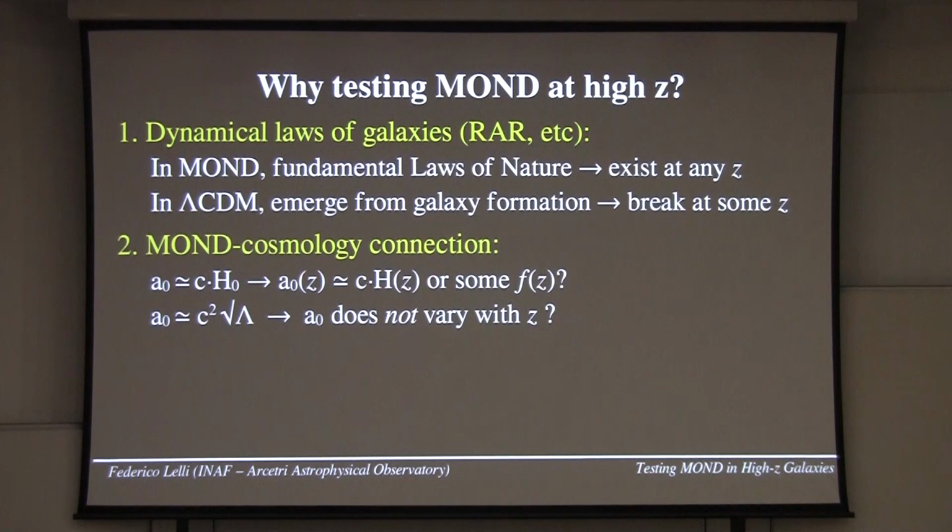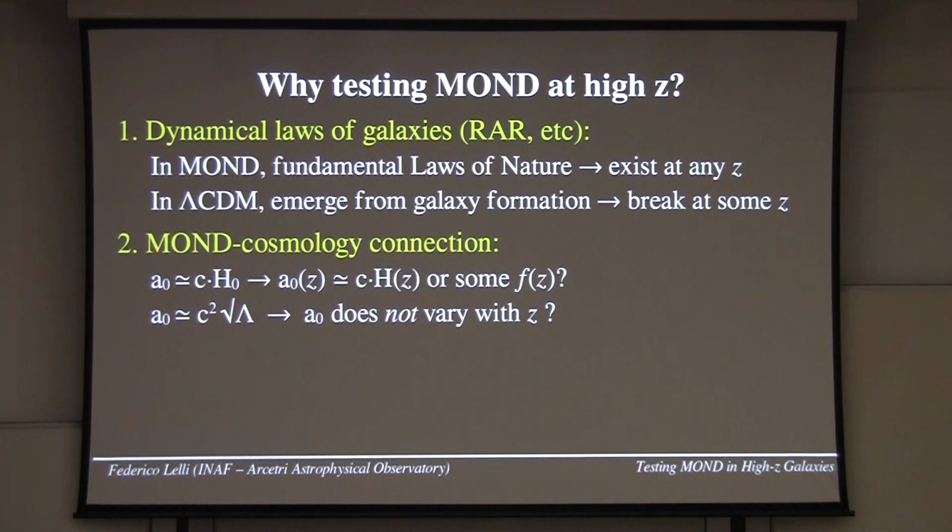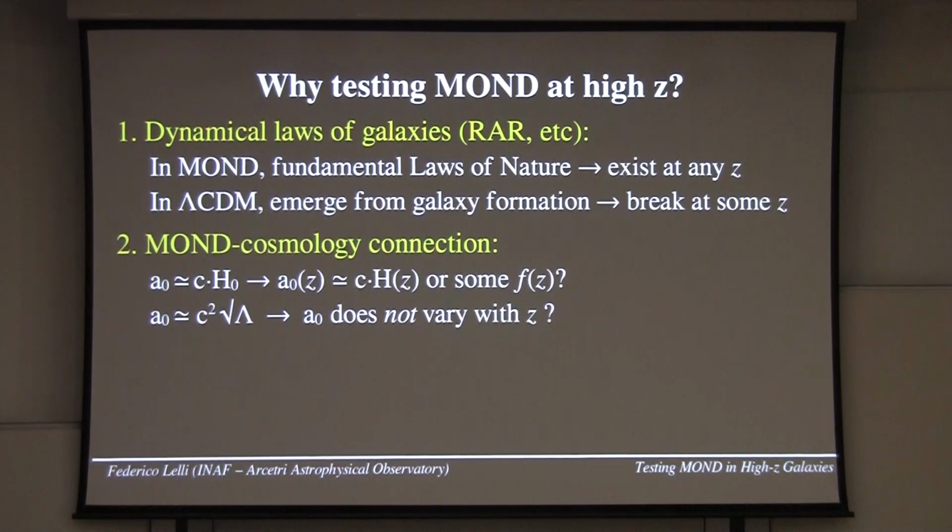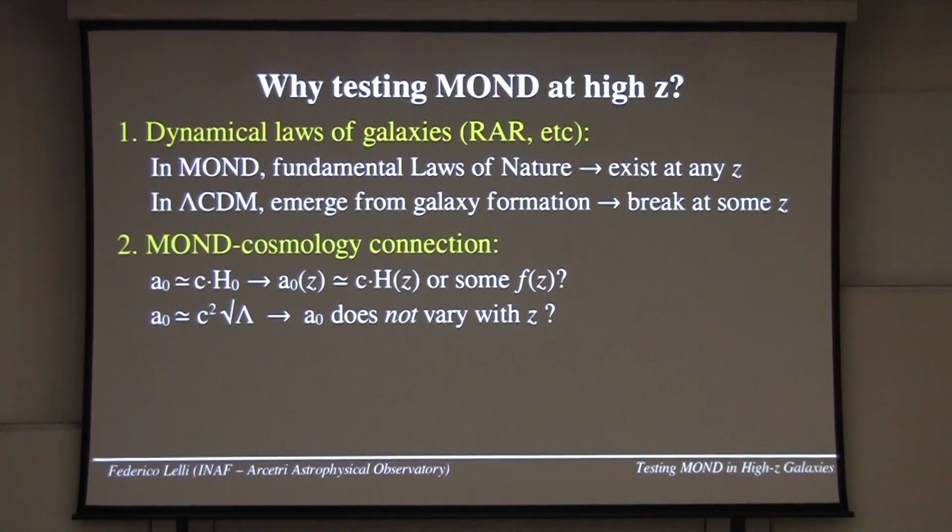One of the reasons is the MOND cosmology connection. We heard several times during this conference that a0 is numerically close to c times H0. So one may say, maybe then a0 evolved with z like c times the Hubble parameter, or some other function of the redshift. But a0 is also numerically very close to c squared times the square root of the cosmological constant. So if the second equality is more fundamental, we may expect that a0 does not vary with cosmic time. So if we can trace the evolution of a0, we may actually inform fundamental theories about which one of these two connections is more important.